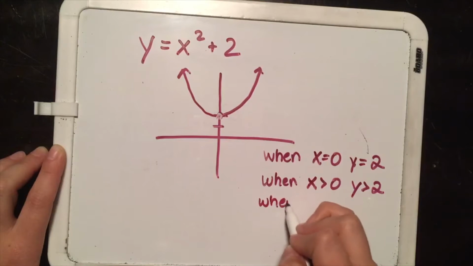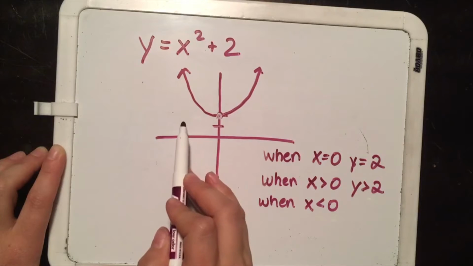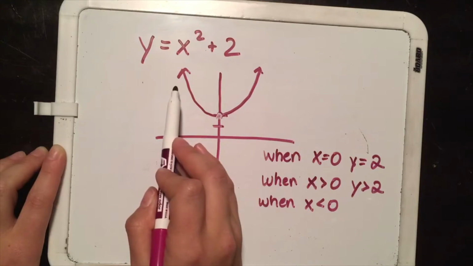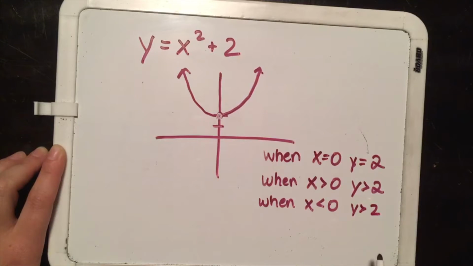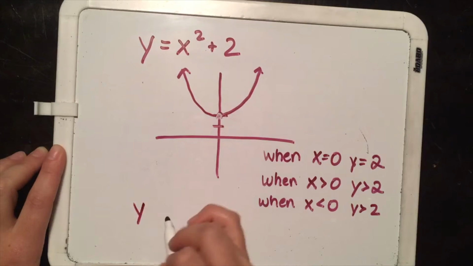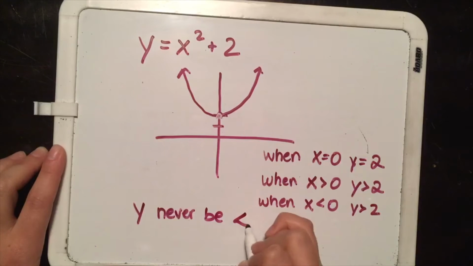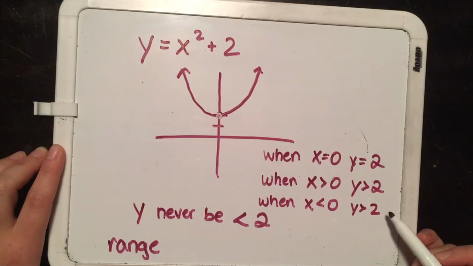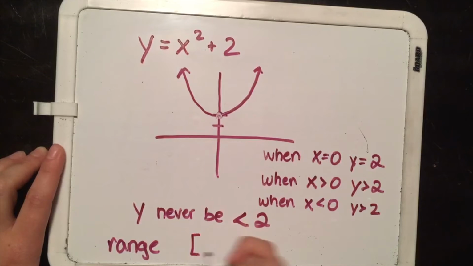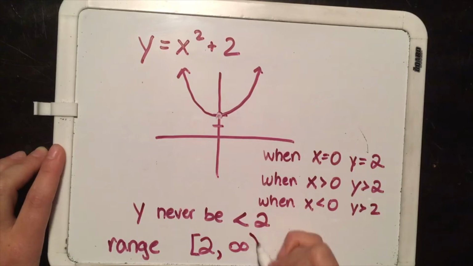And then when x is less than 0, so when we have negative values for x, what's happening to y? It's also getting bigger because a parabola is mirrored on both sides, so y is also greater than 2 when x is less than 0. So, if we look at our chart of values here, y equals 2, y greater than 2, y greater than 2, y will never be less than 2. So in order to find our range, we say that y will only take on a value of 2 or greater, and then in interval notation, we have a bracket on the left side because we're including the 2 all the way through infinity with a parenthesis.